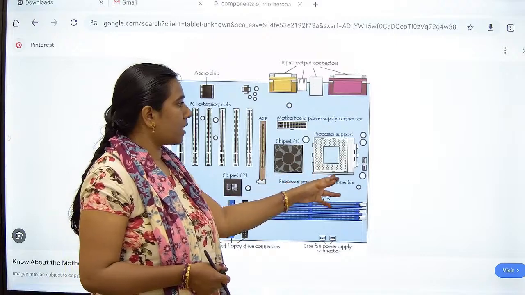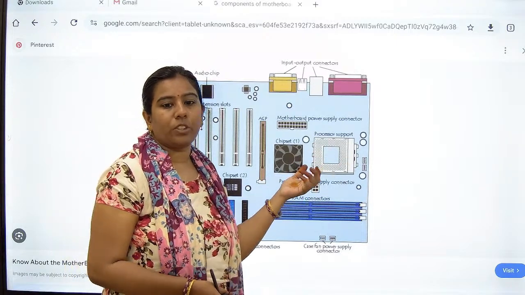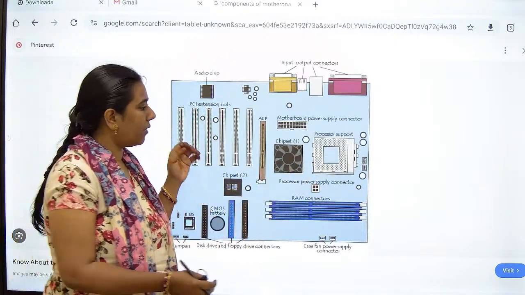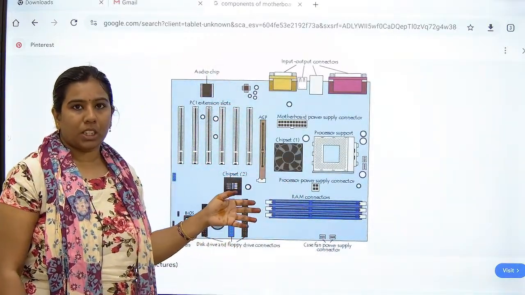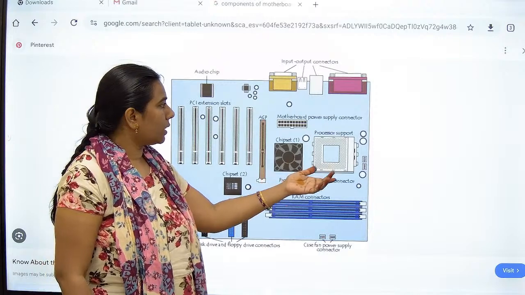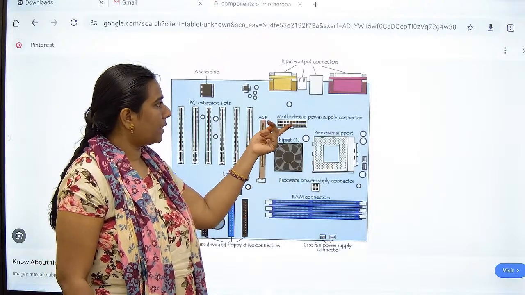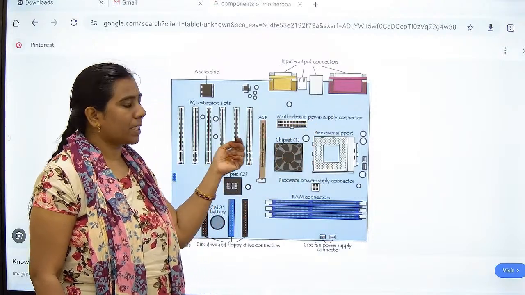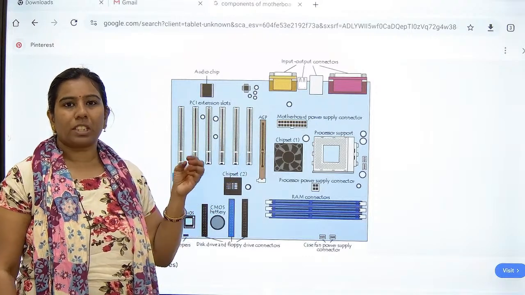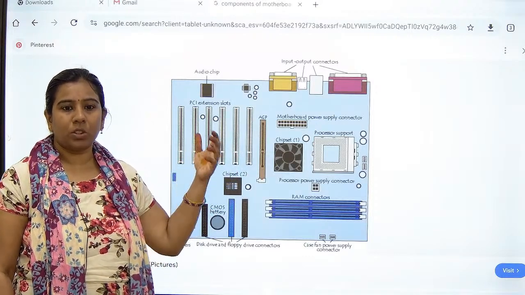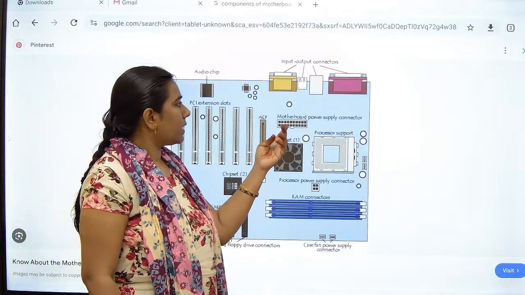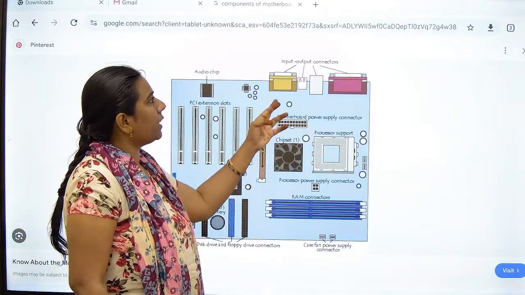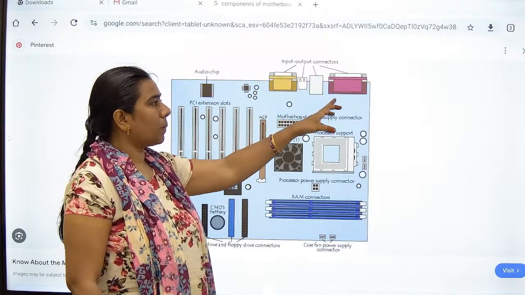and the processor support. We know that with the processor's help only our computer or laptop will work, no? So this is the processor support, and this will be your motherboard power supply connector. There should be a power supply to the whole motherboard also, no? So this is the motherboard power supply connector, and these are the input and output connectors.